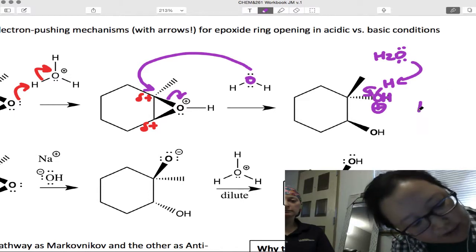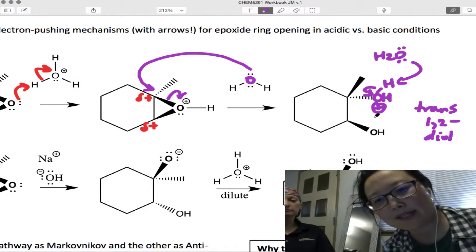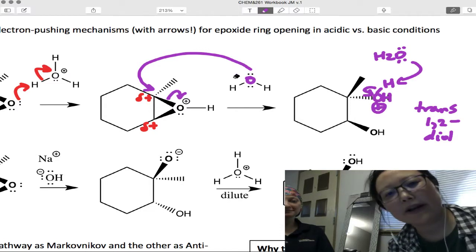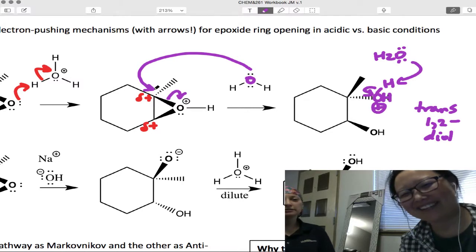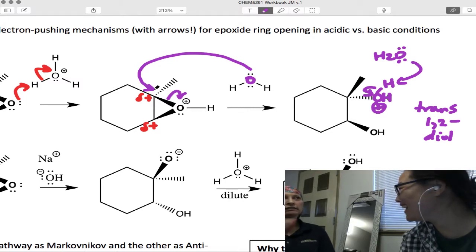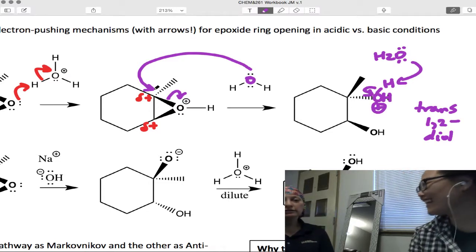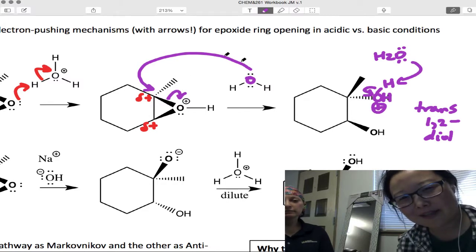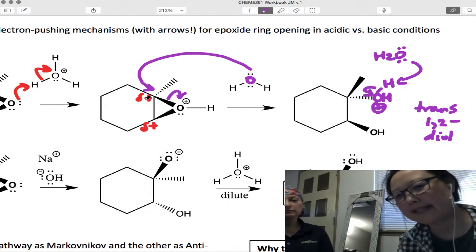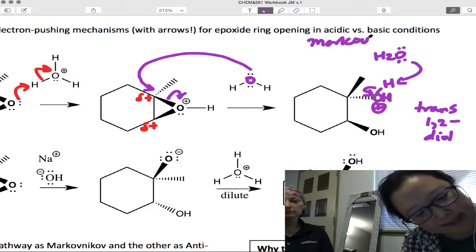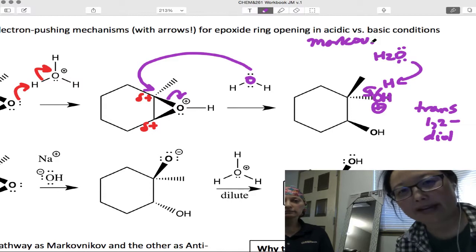So we get our trans 1,2 diol, meaning the OH groups are next door to each other. So now notice, is this Markovnikov or anti-Markovnikov addition of water? Well, yeah, Markovnikov. Trans. Yep. So it's anti-addition because the epoxide is on one side and water's coming in from the opposite side. So that gives us water that's attached Markovnikov. So this is considered Markovnikov addition, just like all the other reactions we had before.